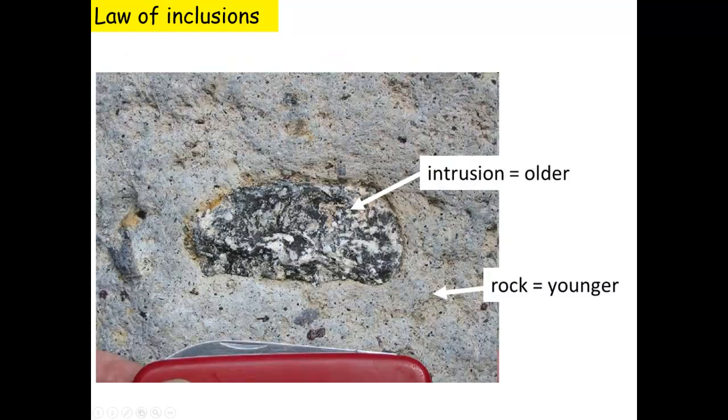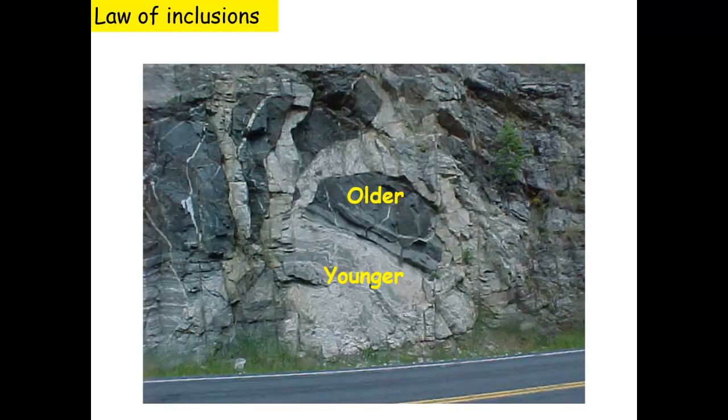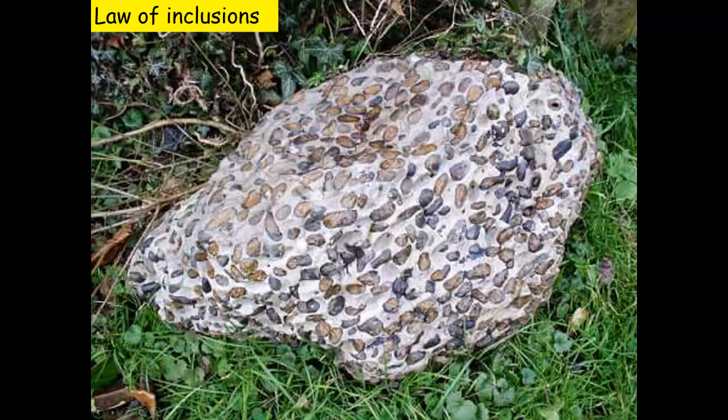Here's another example of the law of inclusions. We see a volcanic rock here that includes in it a xenolith. And this xenolith, therefore, this rock here, must be older than the igneous rock surrounding it. That's the law of inclusions. One more time here. Here we have a big block of this black rock, which is included in this intrusive igneous rock, the gray rock. And so the inclusion must be older than the rock that includes it, the gray igneous rock.